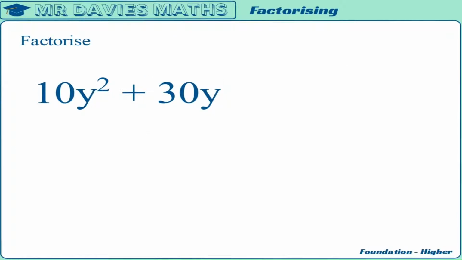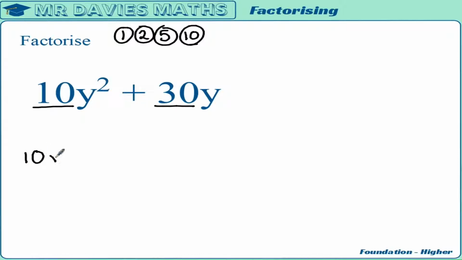Next one. Right, this one does have numbers again, so we'll go back to our number technique. We've got 10 and 30. So they're both in the 1 times table, both in the 2 times table, both in the 5 times table, and both in the 10 times table. No other times table that they're both in, so we're going to use 10 as our factor number. So how would I make 10y squared starting with the number 10?